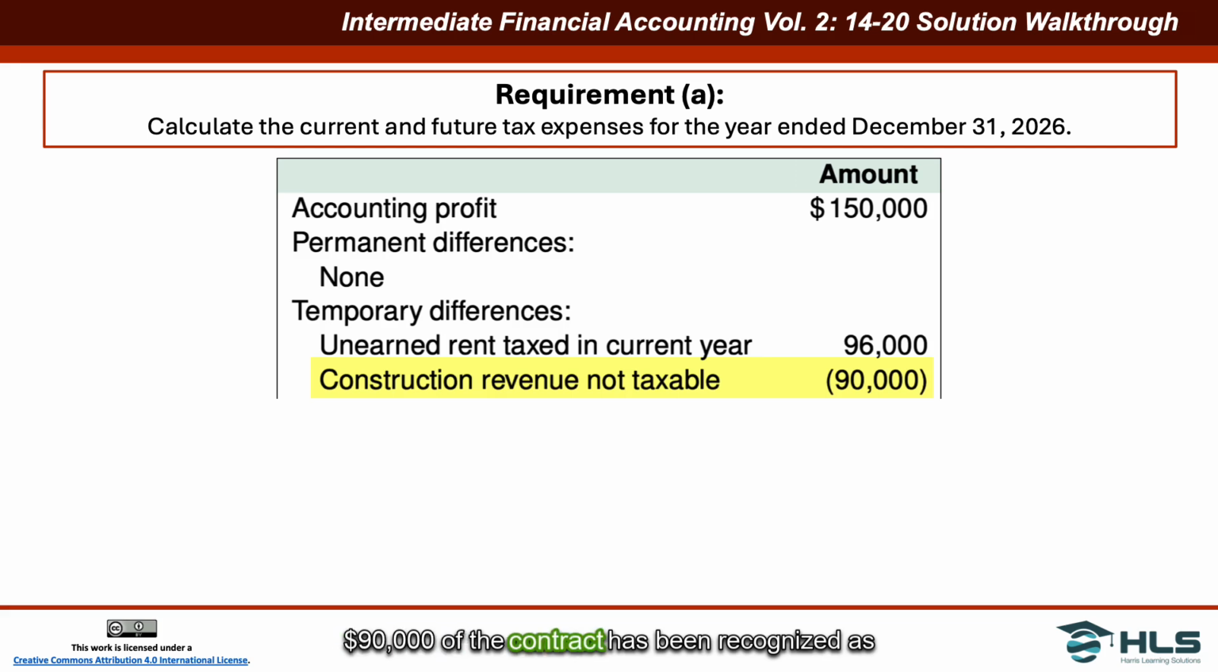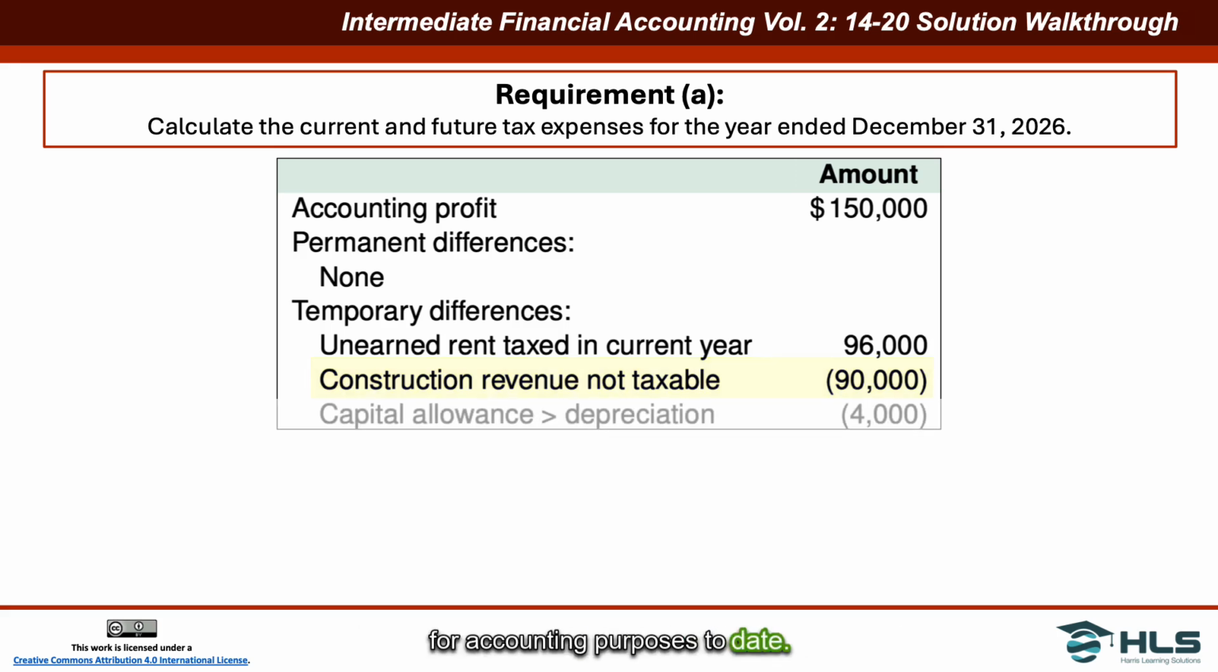The next item is the construction project that has been undertaken. $90,000 of the contract has been recognized as revenue for accounting purposes. However, the company uses the completed contract method for tax purposes. Therefore, we must subtract from accounting income the $90,000 in contract revenue that has been earned for accounting purposes to date.